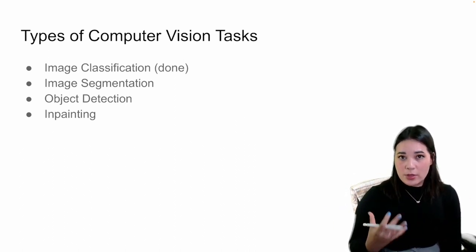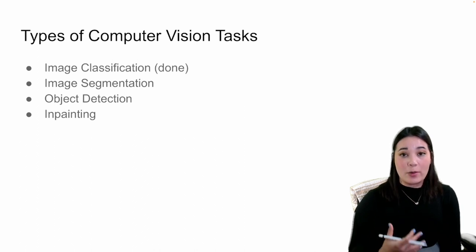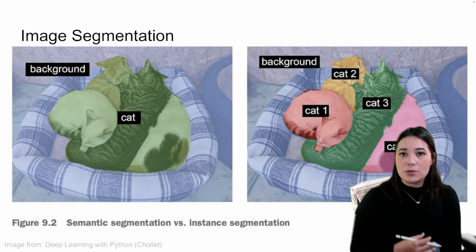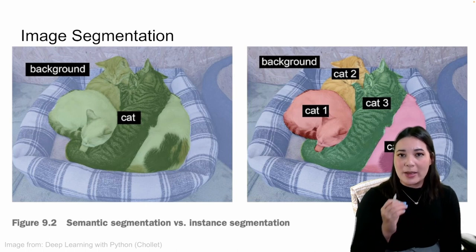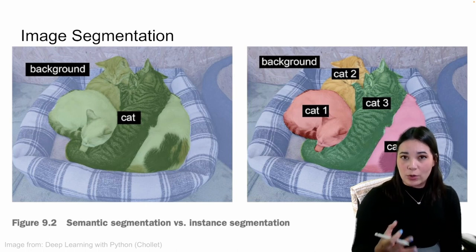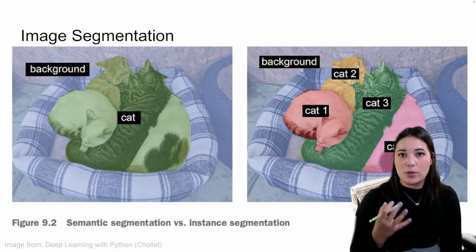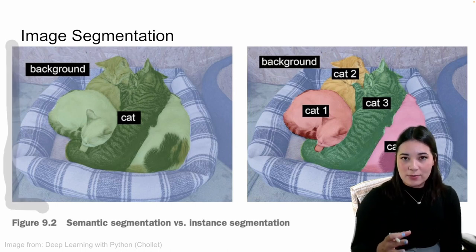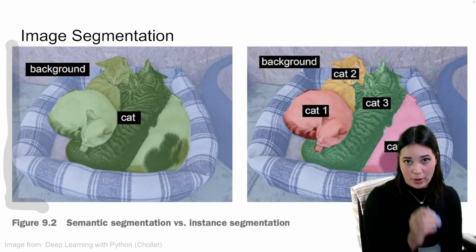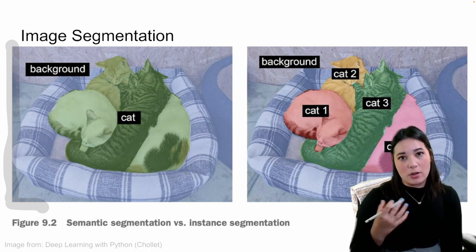However, that's not the only type of vision task we might want to do with a convolutional neural net. Another task we might want to do is image segmentation. Image segmentation takes an image and basically returns pixel by pixel what category each of the pixels in our image belongs to. For instance, on the left here, you can see that we're trying to find which pixels are part of a cat and which pixels are not part of a cat.